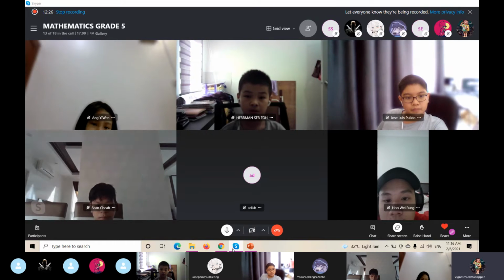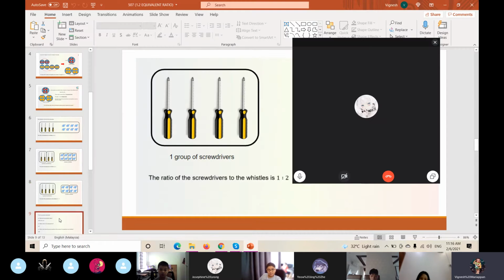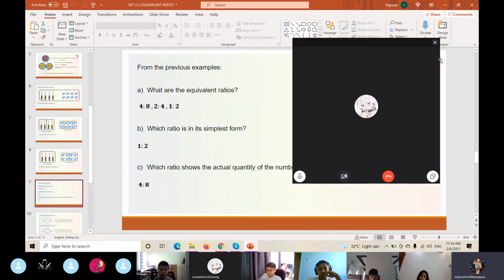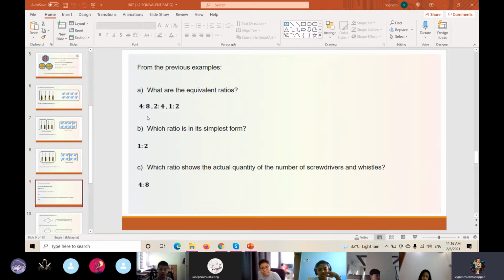Okay, never mind. We go for more example. Okay, so that's all for the example. Okay, now how to simplify? From the previous example, yes. What are the equivalent ratios? We find out the ratios for 3 ways, and then the simplest ratios that you need to find. The actual quantity, yes, we have 4 apples and 8 oranges. This one is about the apples and oranges.